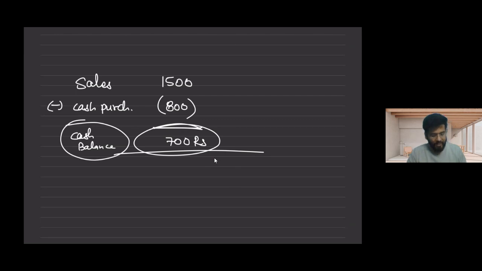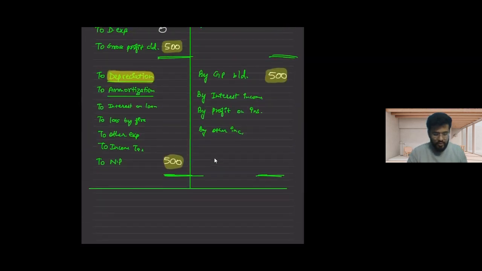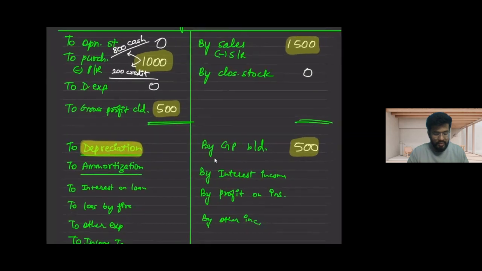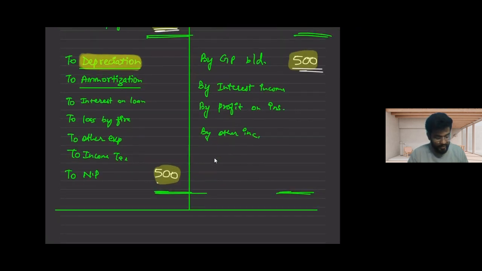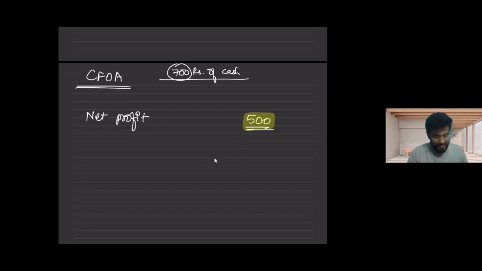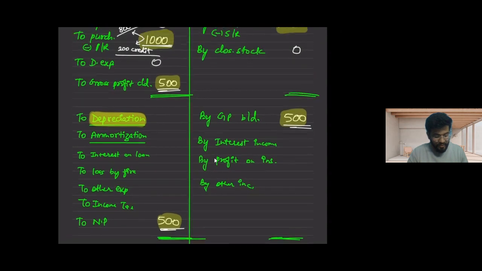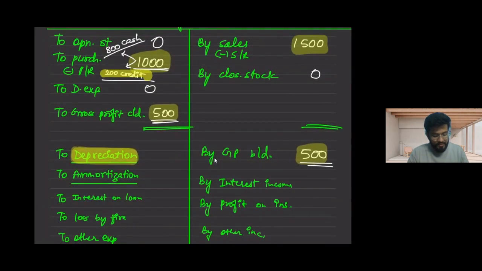But right now, as per the accrual concept, I have booked the full 1,000 rupees of purchases. That is why I'm getting a gross profit of 500 and a net profit of 500. And in my cash flow, it is still reflecting the net profit of 500, which does not tally with my balance sheet. My balance sheet is saying I have 700 rupees of cash. So now what will happen? If you see the balance sheet, you have 200 rupees on credit.